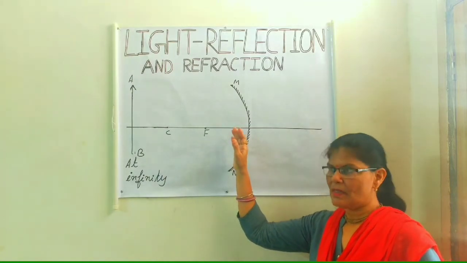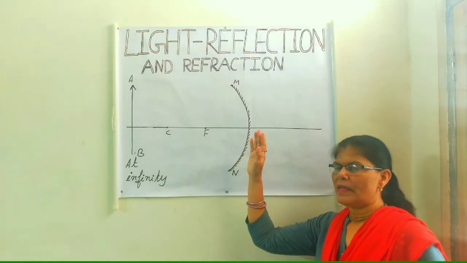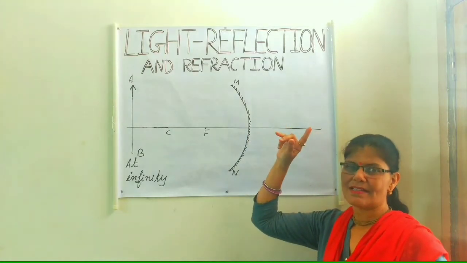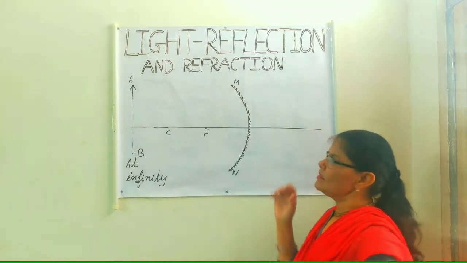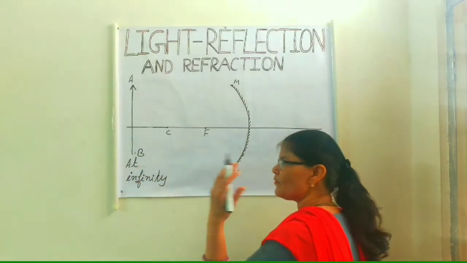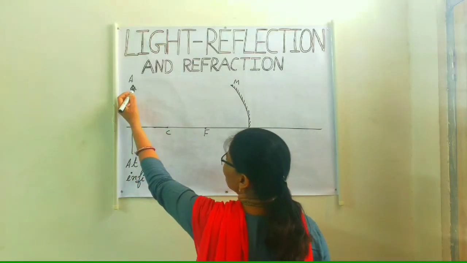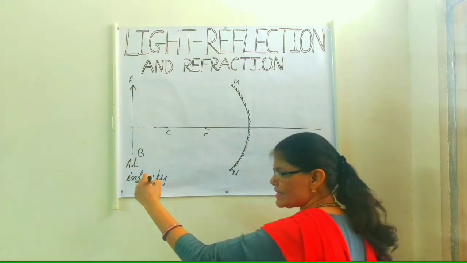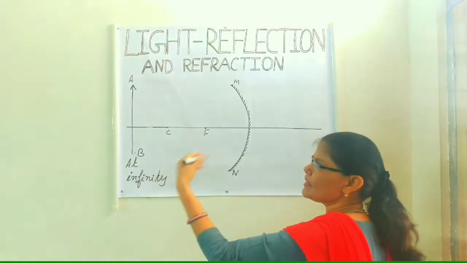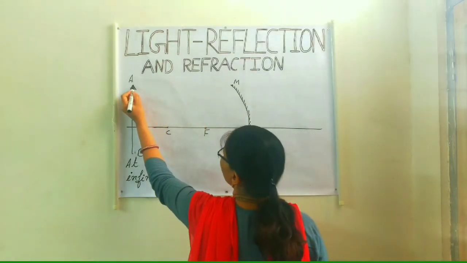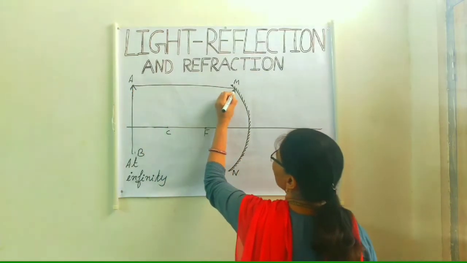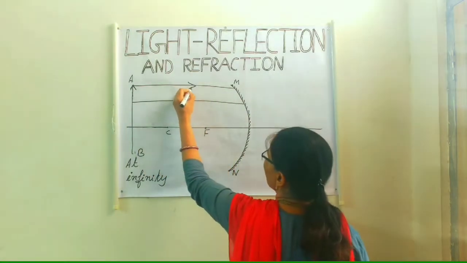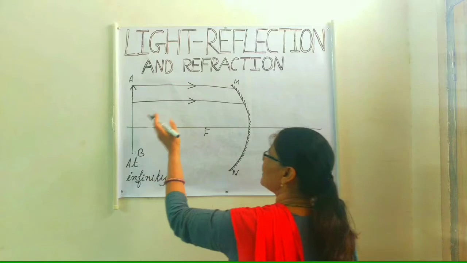So we were finding the image of an object which is at infinity, that is the sun. So we have taken the sun. Our object is at infinity. Suppose the incident rays are coming from infinity. So parallel rays are coming from infinity like this, and they are striking the concave mirror.